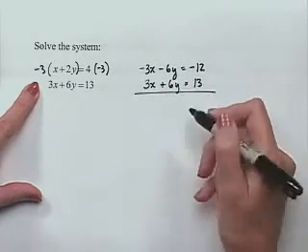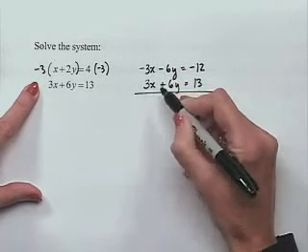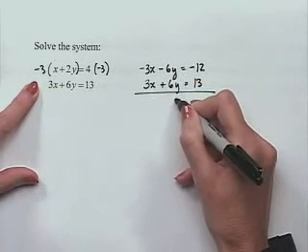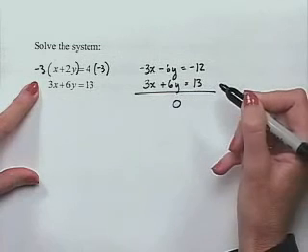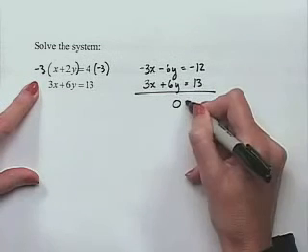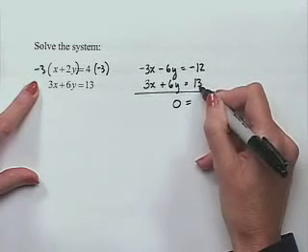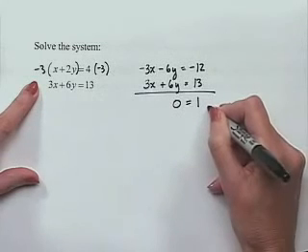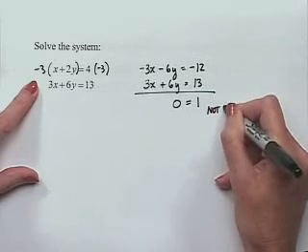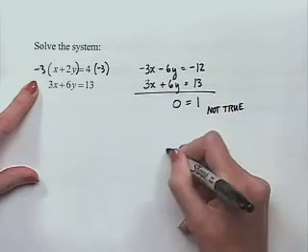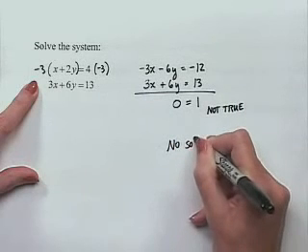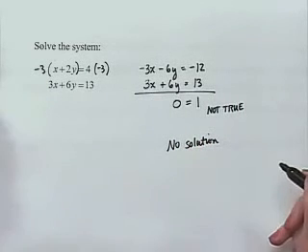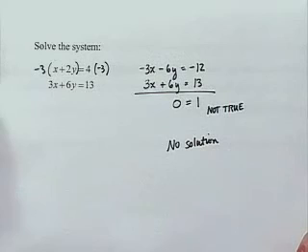Now let's add. Negative 3x plus 3x is 0. Negative 6y plus 6y is 0. We end up eliminating both sets of variables. We come up with, on the right-hand side, negative 12 plus 13 is 1. Now we know that 0 does not equal 1. Since this is not true, what that leads us to believe is that there is no solution to the given system. In fact, if we went back to graphing here, we'd find out that these two equations are actually going to be parallel to each other with no intersection.